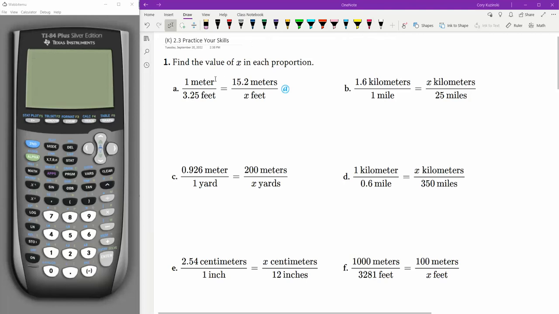We're supposed to find the value of x in each proportion. I'm going to use the methods we learned in this unit.